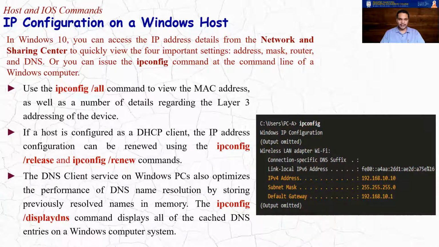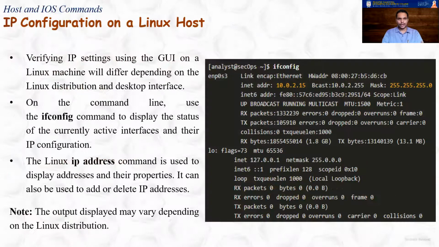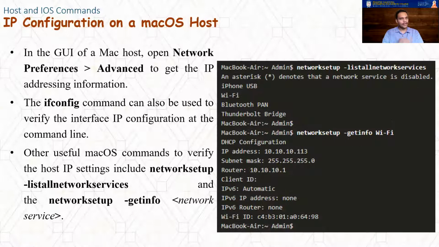And if you are using a DHCP client, you can renew your address by typing in ipconfig /release and ipconfig /renew commands. You can actually use ipconfig /displaydns. It shows you all the cached DNS entries on a Windows computer system. Similarly, like Windows, we can use ifconfig on the Linux system, and the same ifconfig command can be used for Mac OS also. This we have done extensively earlier, so I'm not going to discuss much over here. Just go to the Packet Tracer activity videos. We have done this extensively using ipconfig and even the show commands video for this particular module, which is posted here. Just have a quick look there, you will be able to understand.